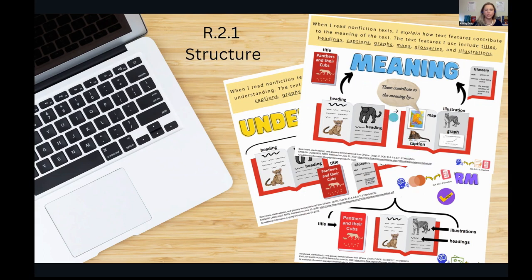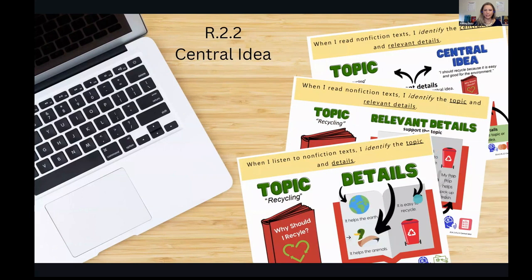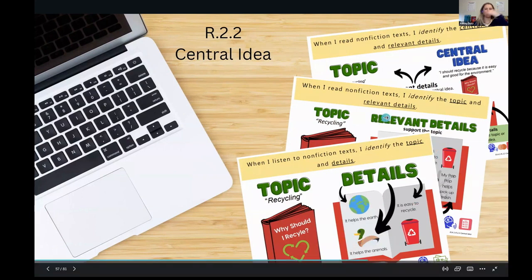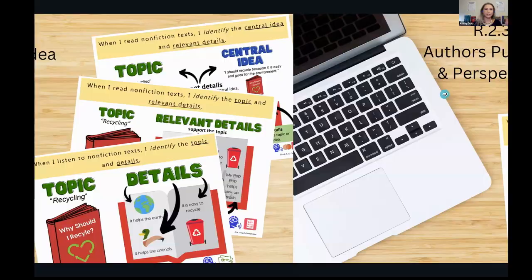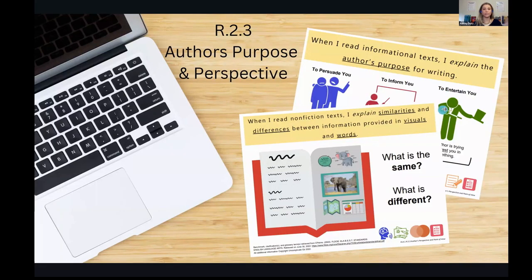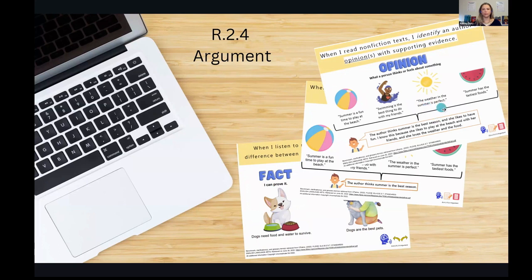So here's structure examples right here. Here is central idea. Again, you can see very easily how even that vertical alignment is. Kindergarten, topic details. First grade, relevant details get added. And second grade, central idea. Here's author's purpose and perspective, of which there is not a kindergarten benchmark. And we just walked through argument right here.